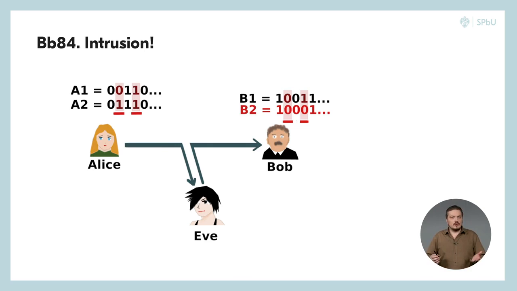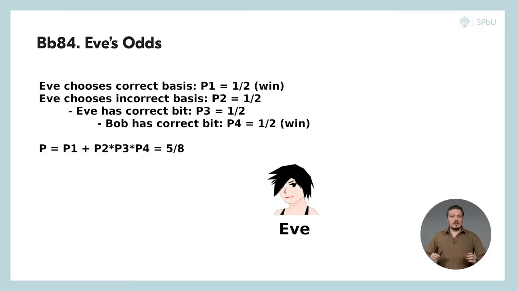is Eve doesn't know which basis to choose. She does not know the basis chosen by Alice to polarize the photon. And she does not know the basis that Bob will choose for his measurement. So let's count the odds.